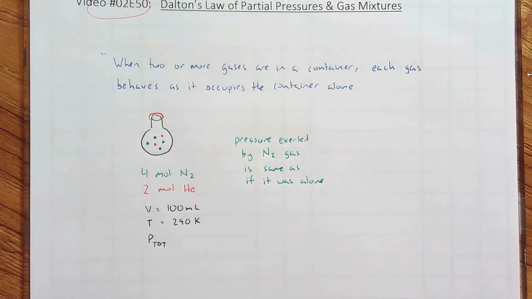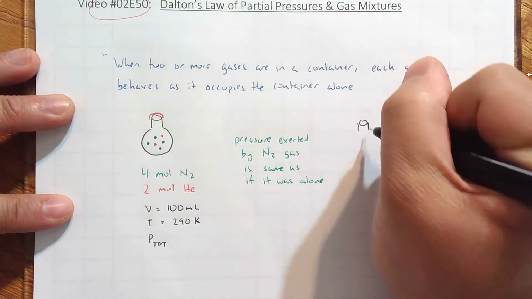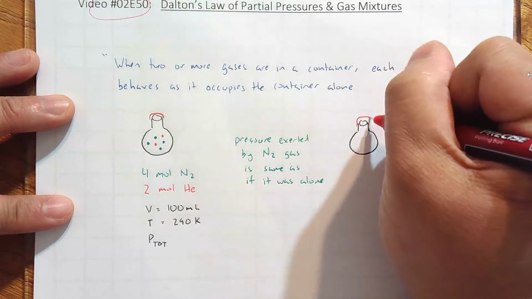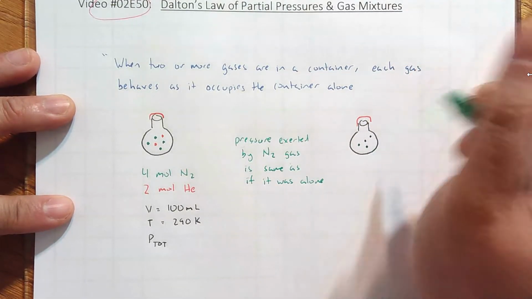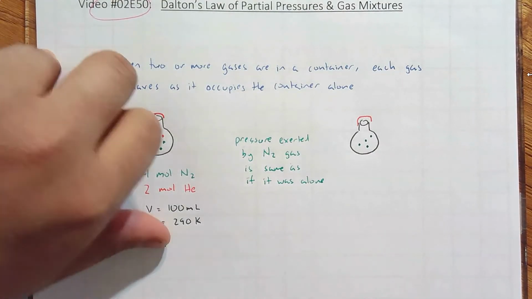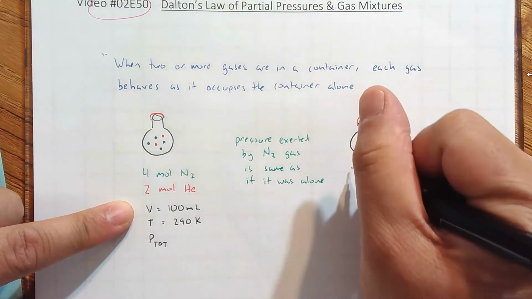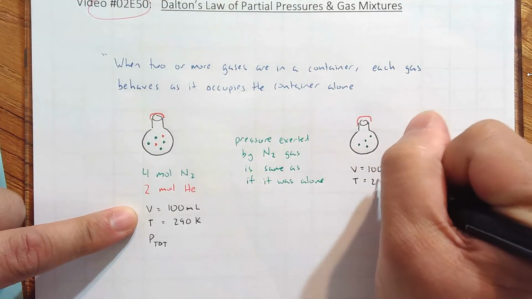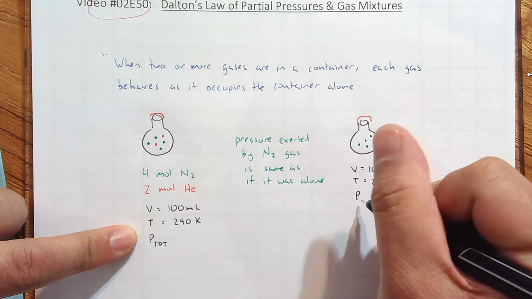So basically, if we take the same container and if we can predict what happens if it was alone, just these 4 green dots, then we know what contribution it makes to the total pressure. So again, we could simply use the same information: volume equals 100 milliliters, temperature equals 290 K, and this has now a pressure of just the N2.